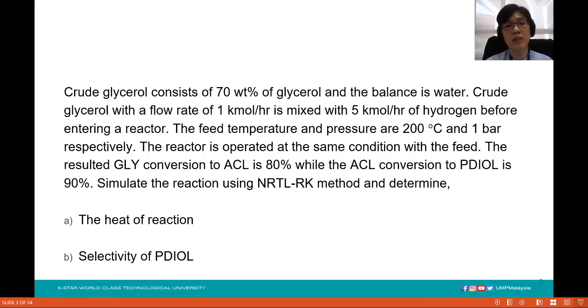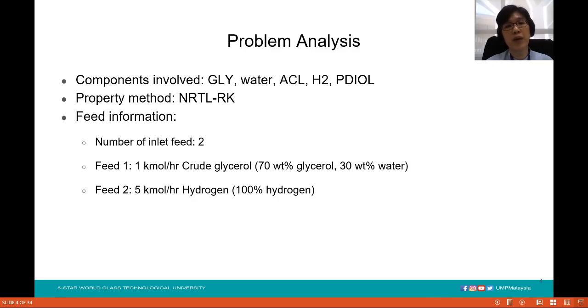You need to simulate the reaction using an NRTL-RK method and determine the following. A, determine the heat of reaction, and B, determine the selectivity of 1,2-propanediol. Before we solve the problem, let's analyze the problem.